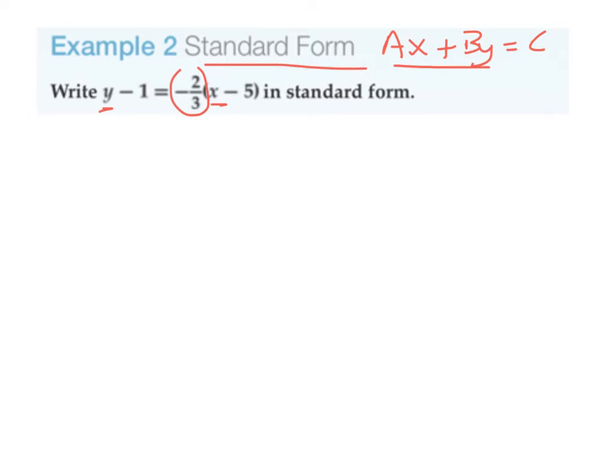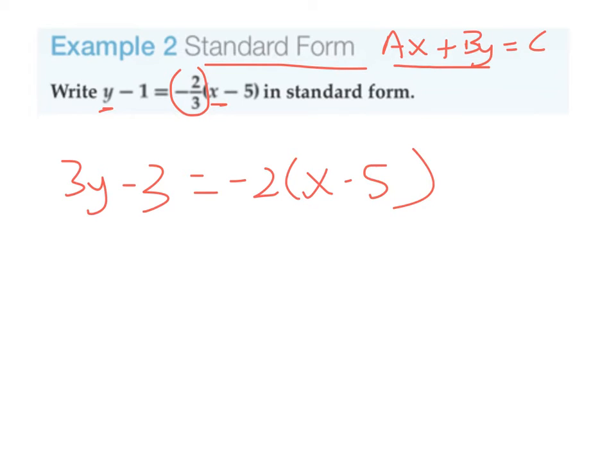So the first thing I'm going to do is multiply everything by 3. By doing that, I get 3y minus 3 equals -2 times (x minus 5). That gets rid of that 3. When you multiply it on the right-hand side, they cancel. That's why we're just left with what's left over.